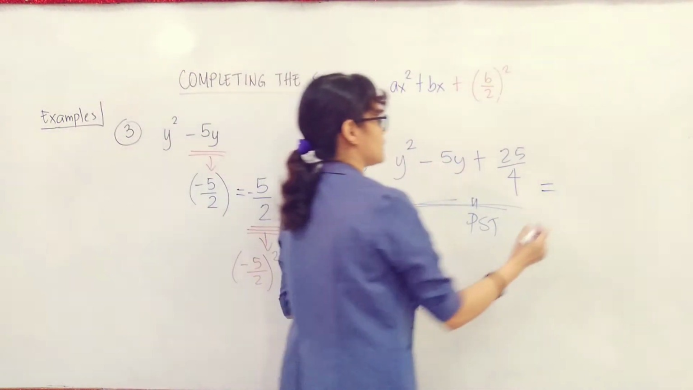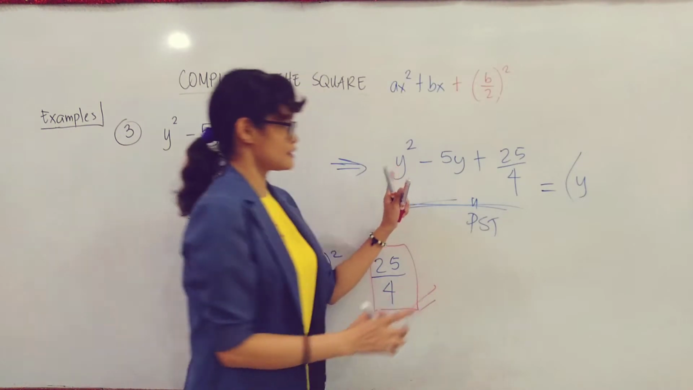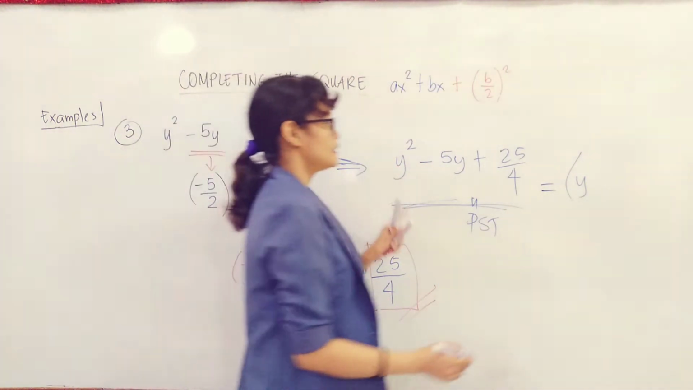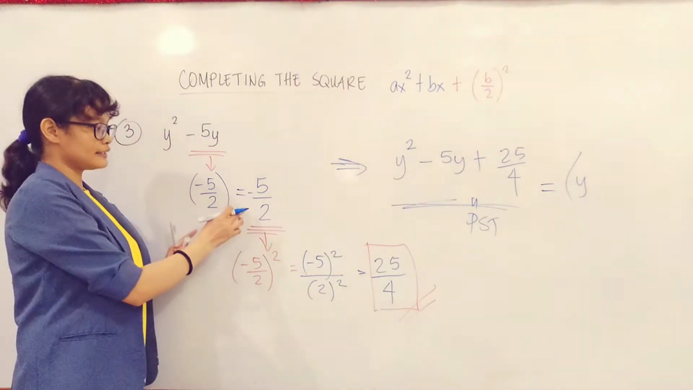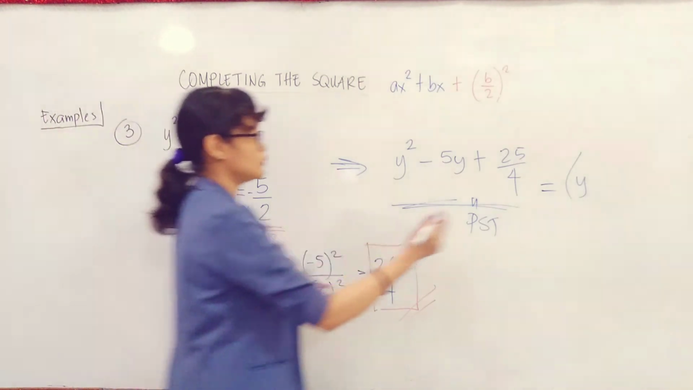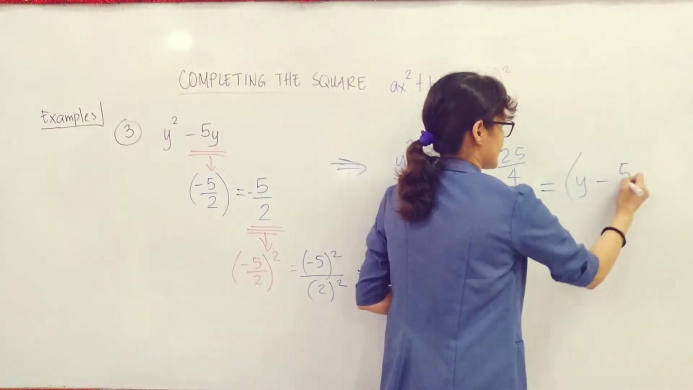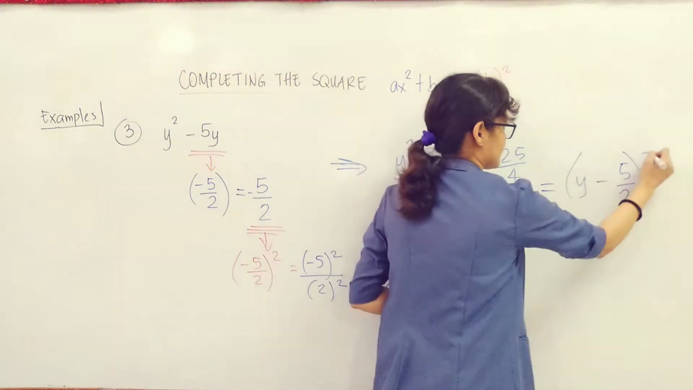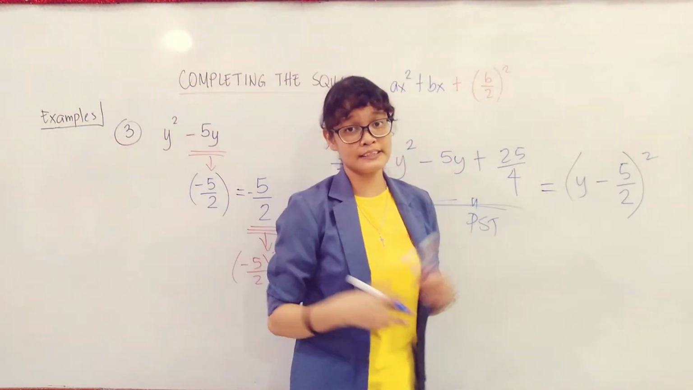So, this is simply equal to y, kasi ito, square ng y squared. Then you have, tingnan nyo yung kalahati kanina. So, this is negative 5 over 2. So, this is y minus 5 over 2. And don't forget to write the exponent 2. And that's it. That's your answer.